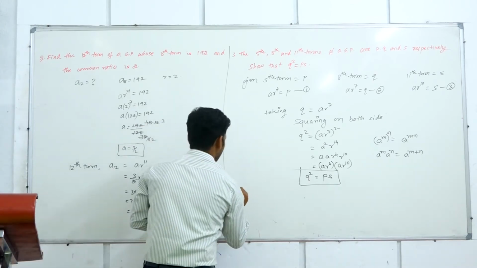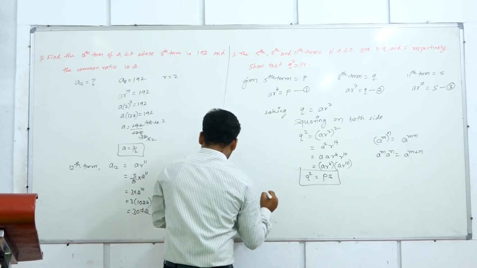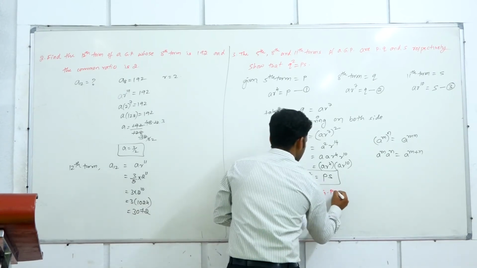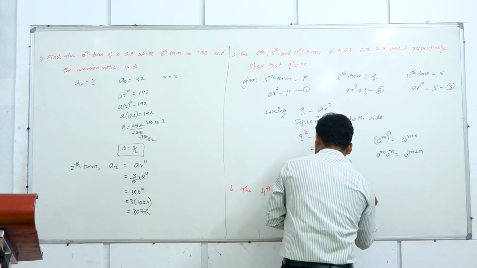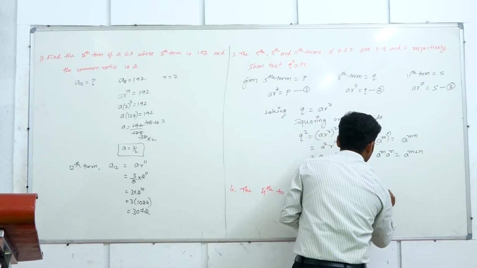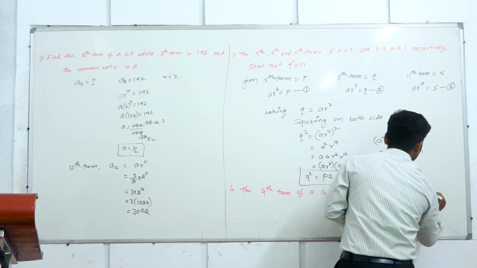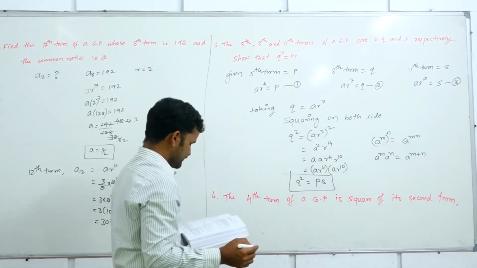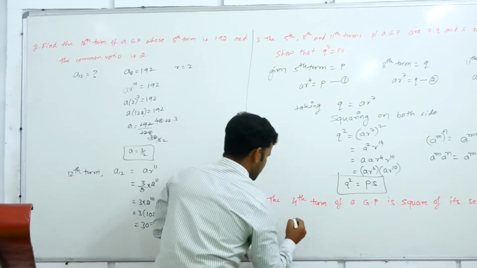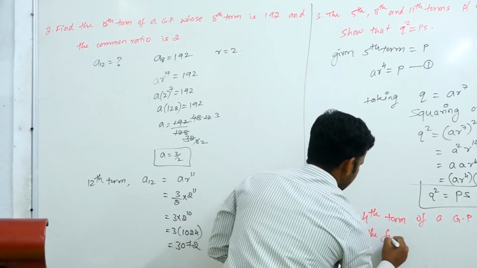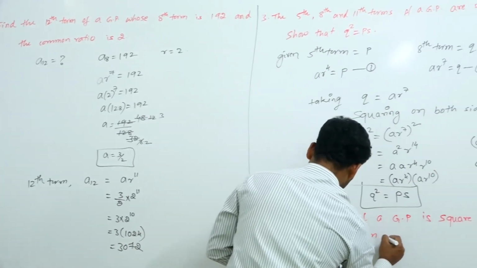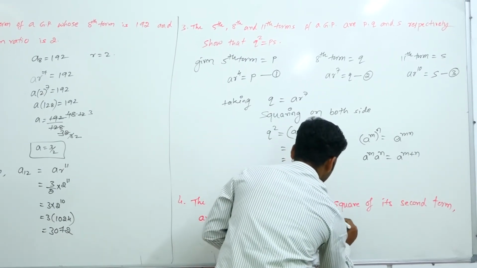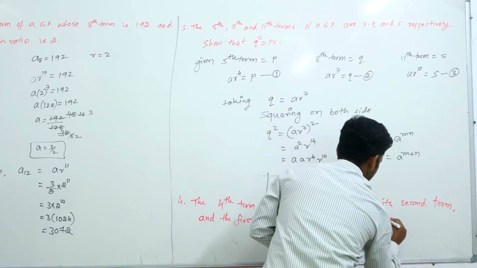Problem number 4 is that the fourth term of a GP is the square of its second term, and the first term is minus 3. Determine its seventh term.